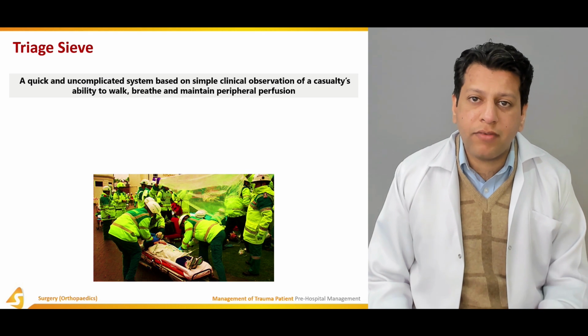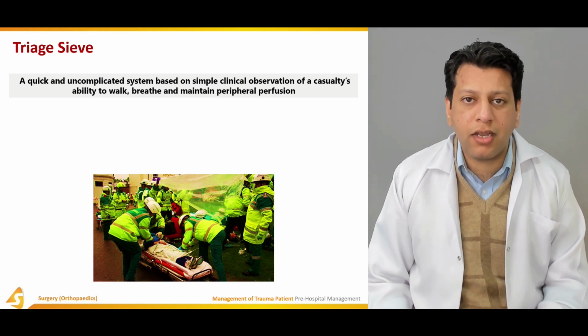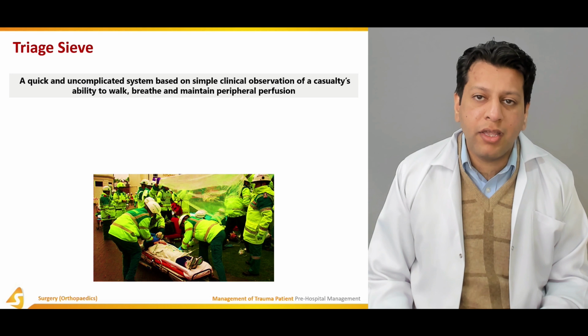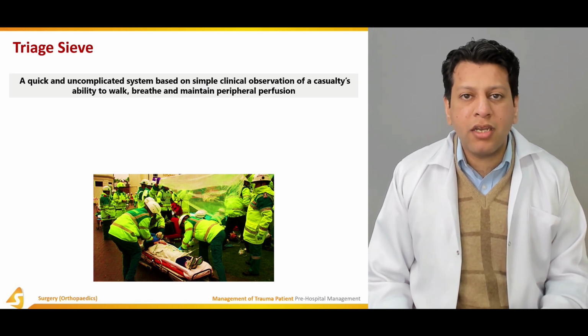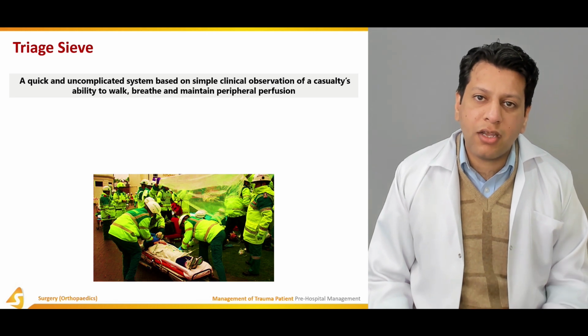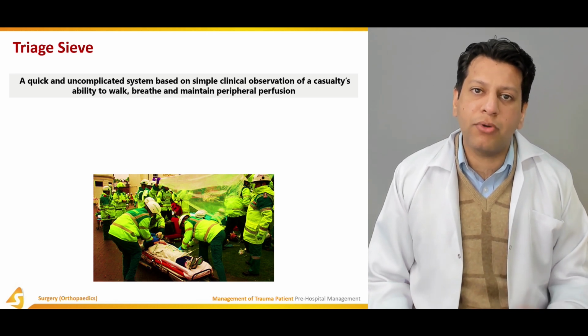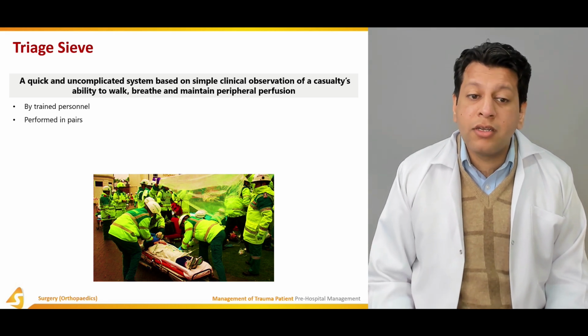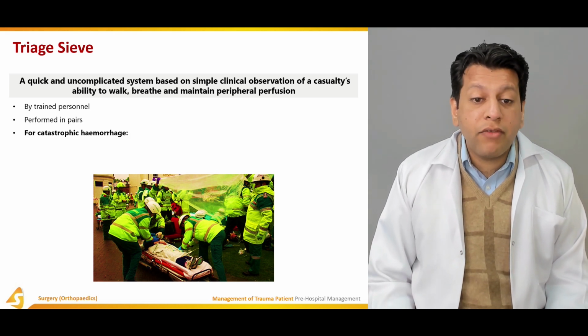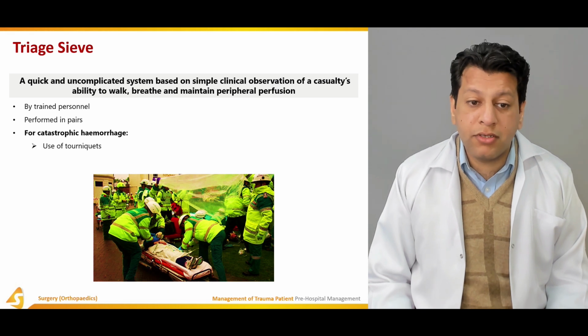You ask the patient if he or she can walk, which means less likely to have long bone fractures. If he can breathe, less likely to have an airway compromise. And if he's maintaining peripheral vascularization, he is least likely to have a circulatory collapse or a hypotensive shock. Usually done by trained personnel. It's performed in pairs and usually for a catastrophic hemorrhage.